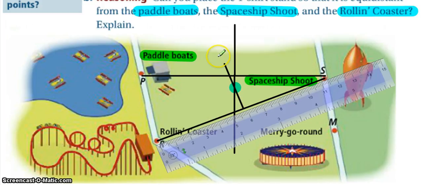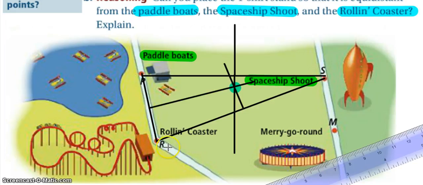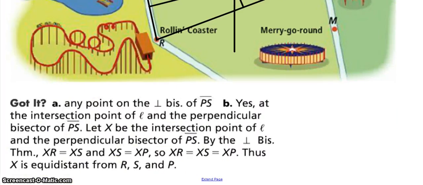So now we've got line L as it was in problem 2. So where line L meets with the perpendicular bisector that I drew from PS, this point right here will be equidistant from the paddle boats, the spaceship chute, and the rolling coaster, and that point actually has a special name that we will get to later on in our chapter. I could do the same thing connecting the rolling coaster with the paddle boats with that perpendicular bisector, and again it's the point where they all meet. So this is the point of all my perpendicular bisectors intersecting each other. And there are the answers written out if you are still at all confused.